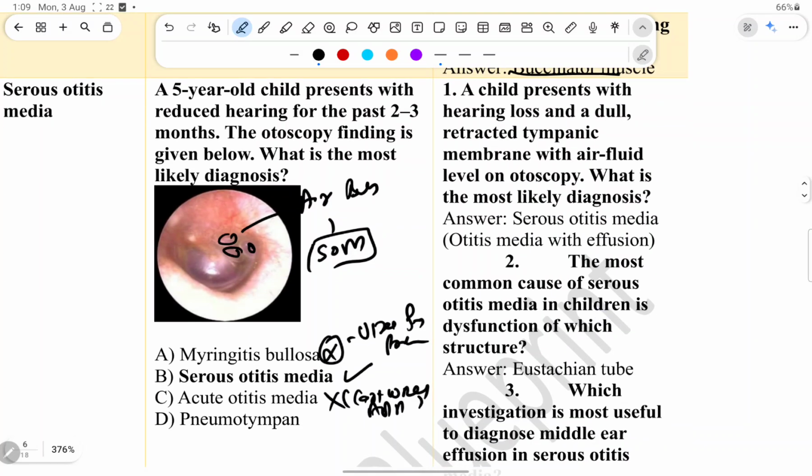A child presents with hearing loss, dull ache and a retracted tympanic membrane. Most common retraction is type 2 retraction. Type 3 is up to the promontory.